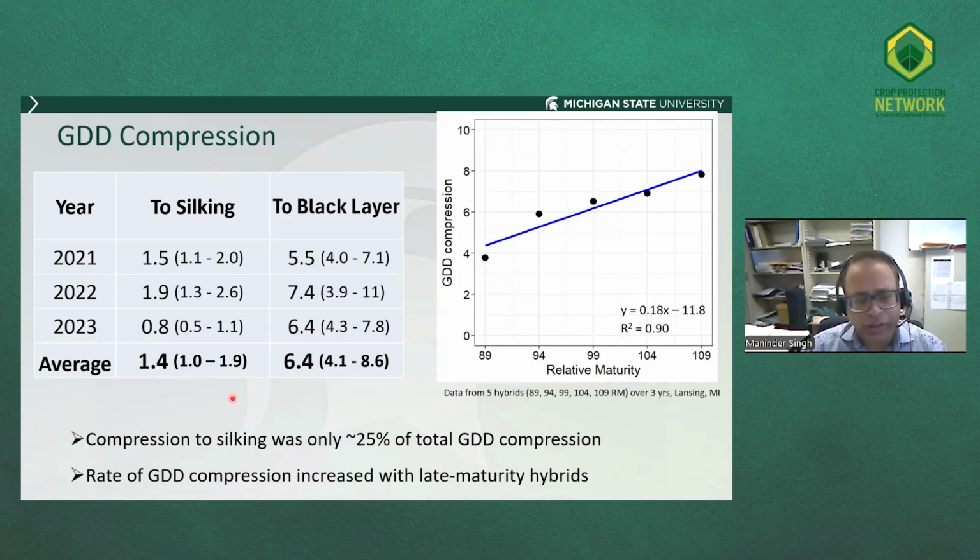One thing we definitely have seen is that the total compression does depend on the relative maturity of the hybrid. So you can see those early maturing 89, 95 maturities were hovering around 4 to 5, versus almost 7 to 8 growing degree days per day delay in planting. So again, a good average number here, but spread based on these maturities as well.